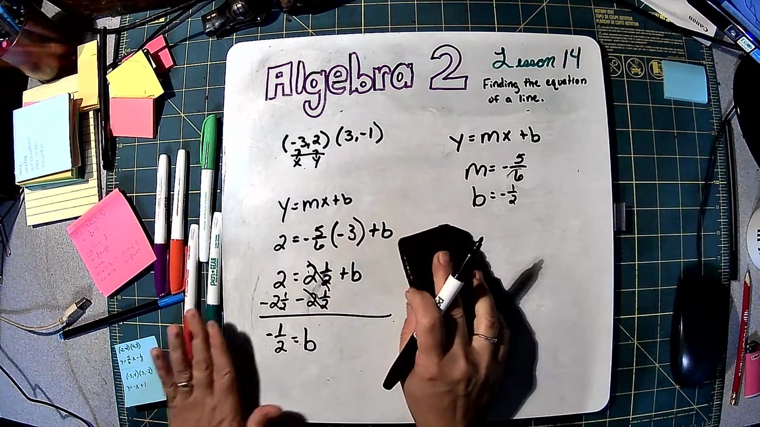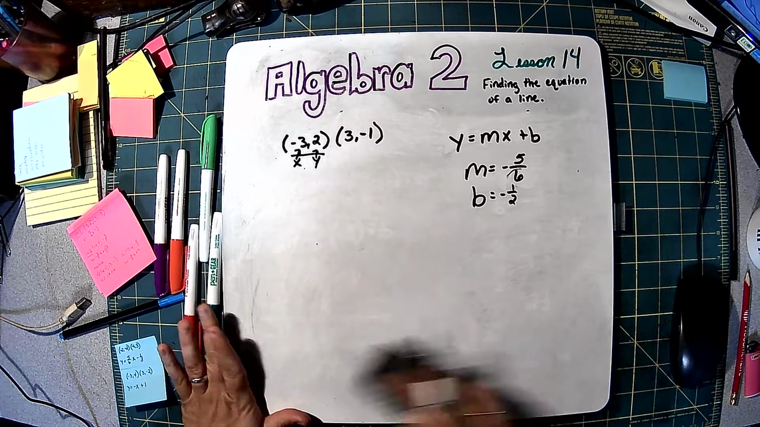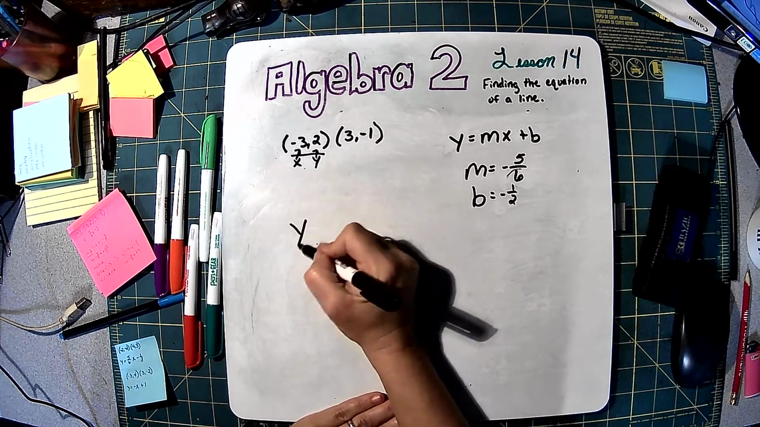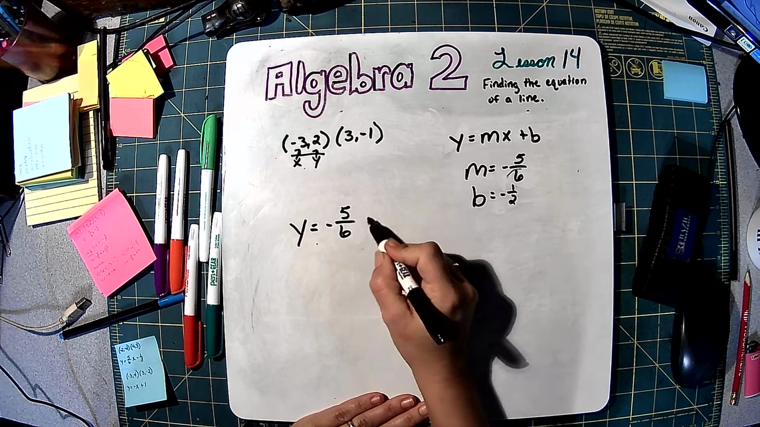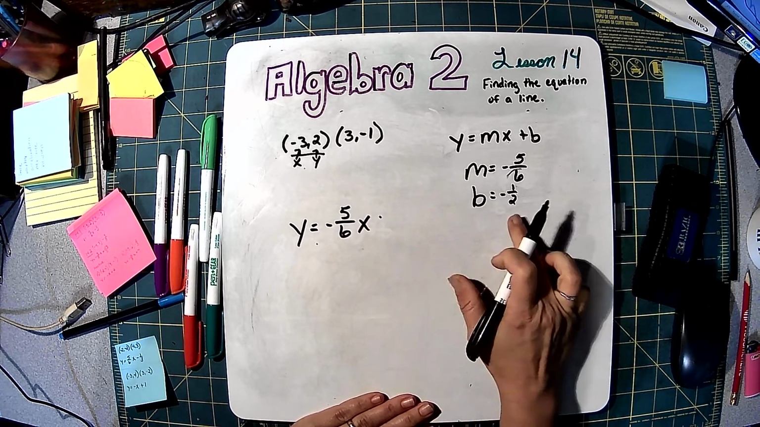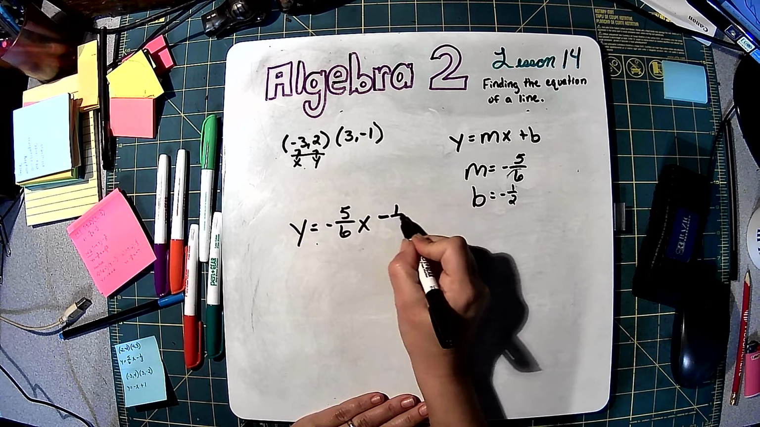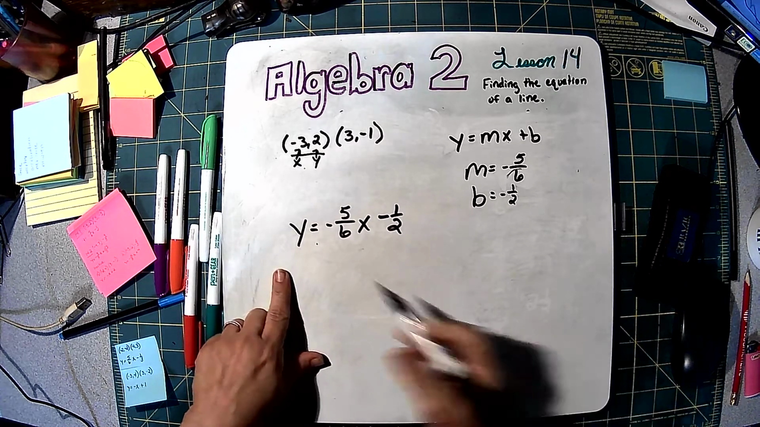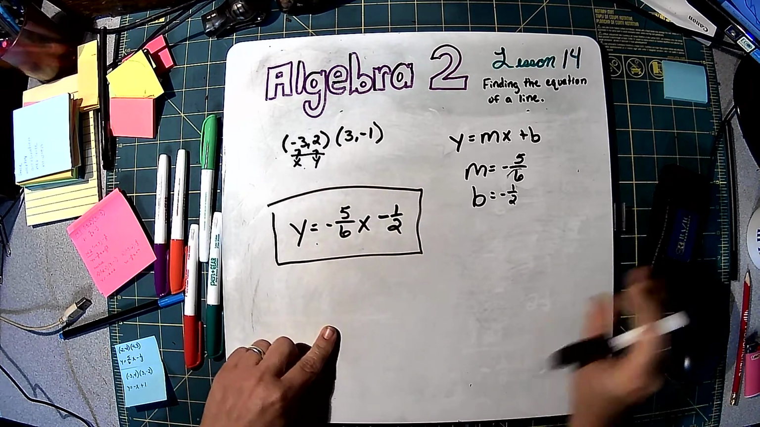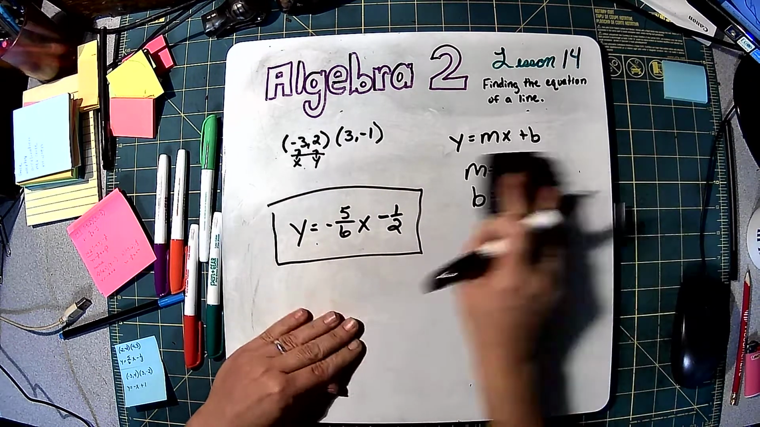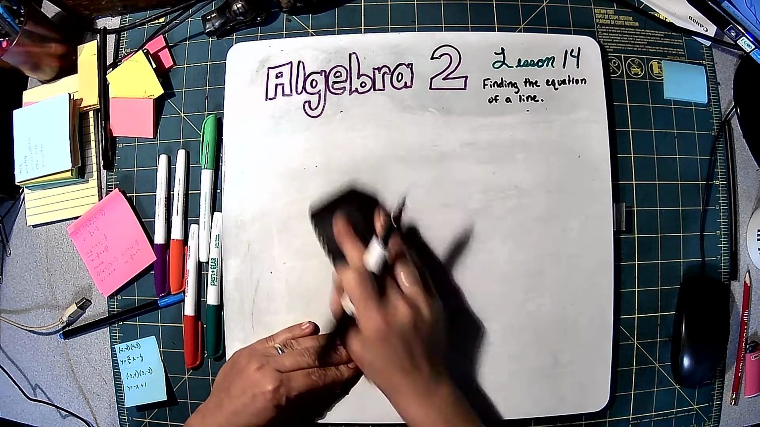All right. So now we can write the equation of the line. So it would be y equals m, -5/6, x plus b, which is -1/2. And that's the answer. y equals -5/6 x minus 1/2. All right, let's try another one like that.